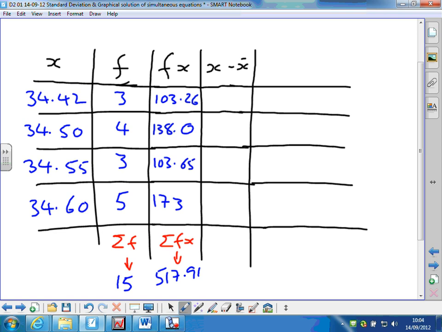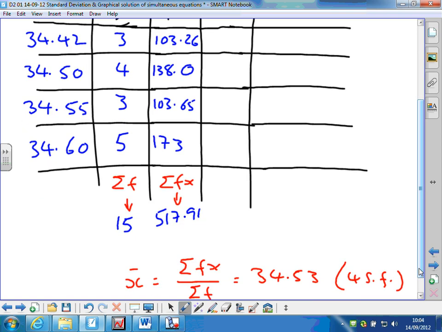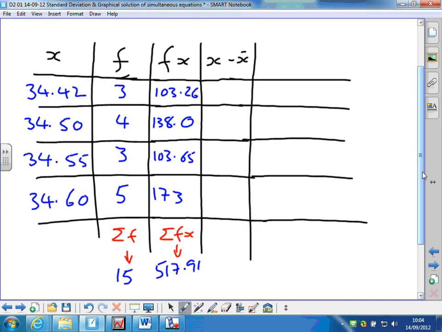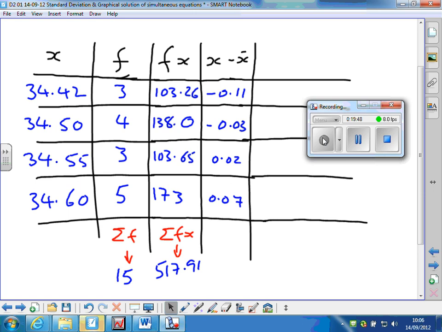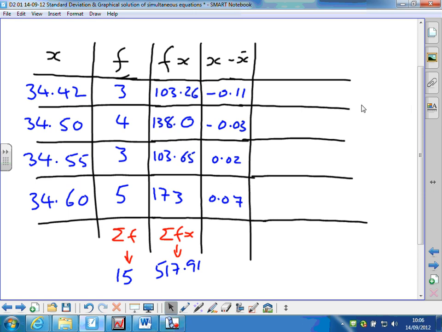So I will just pause for a second while you subtract the mean from each of these values for x. So 34.42 minus the mean, which we've just calculated as 34.53. Yep, you're going to get negative numbers and positive numbers because some are below the mean and some are above. Okay, so we've got the difference between them. Some are negative, some are positive.